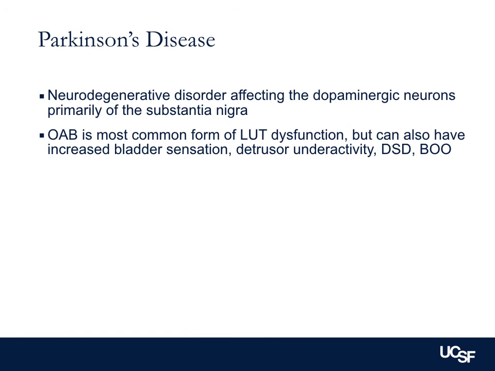Parkinson's disease. This is a neurodegenerative disorder that affects the dopaminergic neurons, primarily in the substantia nigra. Overactive bladder is the most common form of lower urinary tract dysfunction in this group, but you can also have increased bladder sensation, such as urgency and frequency problems, detrusor underactivity, DSD, or bladder outlet obstruction. So there is a whole variety. Again, overactive bladder is the most common one and the one that's usually tested on.